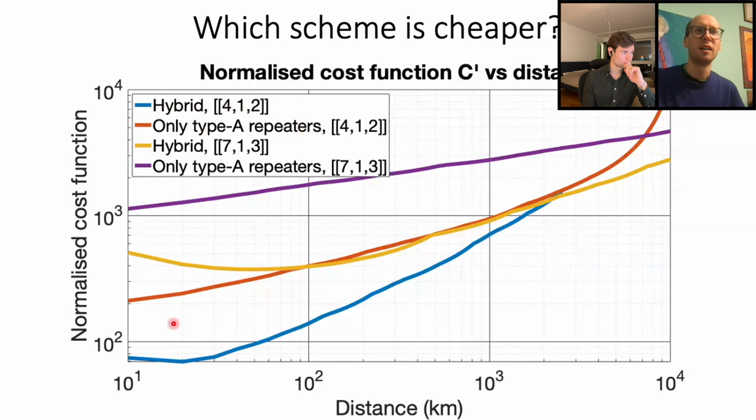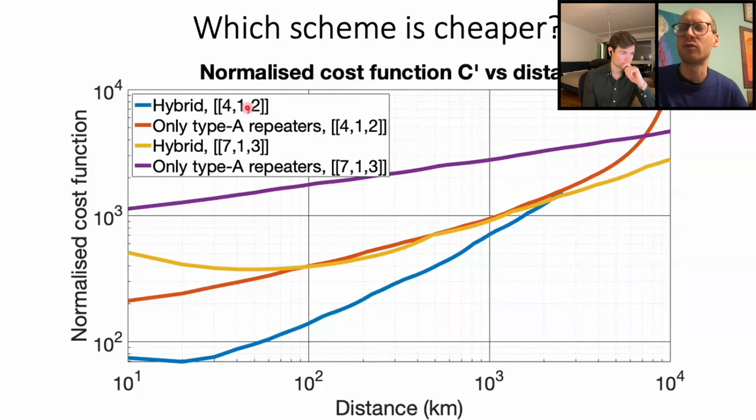only type A. So for the 412 code, the blue is below the red, and for 713, the yellow one is below the purple, which means that from the cost perspective, it's always better to use the architecture where some repeaters are the cheap ones and some of them are the expensive ones, because that gives us a little bit more variability. And then the second thing that we see is that if you want to go up to around, I think, a little bit more than 2,000 kilometers, the cheapest strategy is just to use this hybrid scheme with the 412 code.